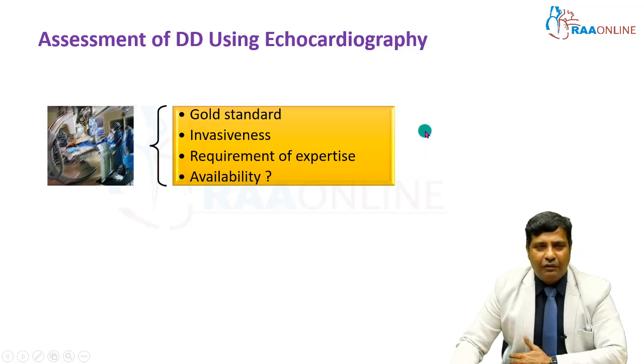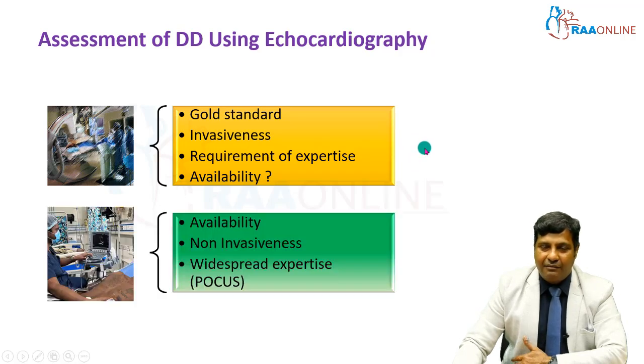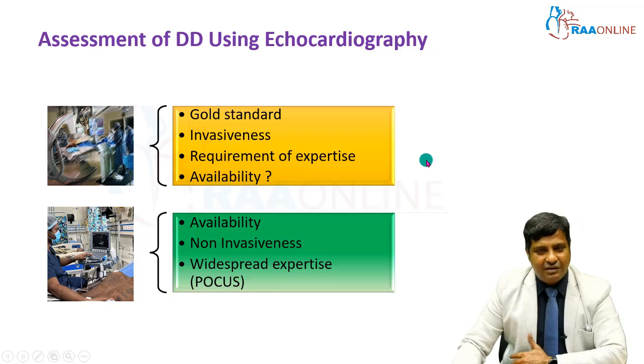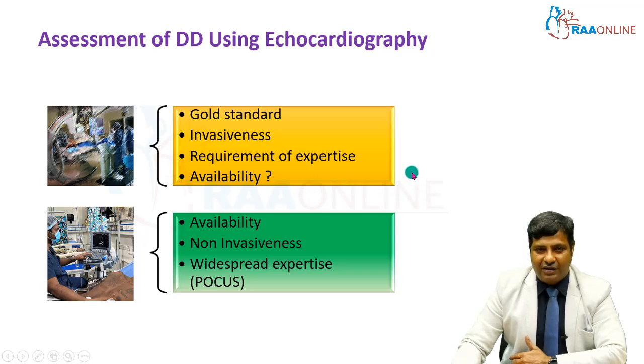Okay. So how are we going to assess the diastolic dysfunction? Even though cardiac catheterization is the gold standard for measuring the values, it is an invasive procedure, it needs a lot of expertise, and it is not available everywhere. So the echocardiogram is the basic and single tool to assess diastolic dysfunction. It is available everywhere, and as far as expertise is concerned, we are all very familiar with using ultrasound nowadays. So why can't we extend our expertise into doing transthoracic echocardiography?